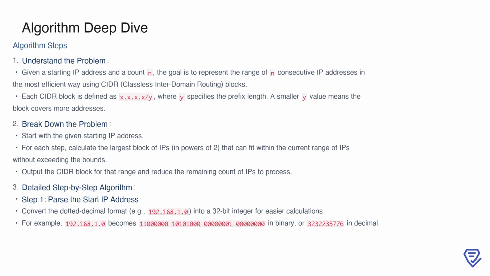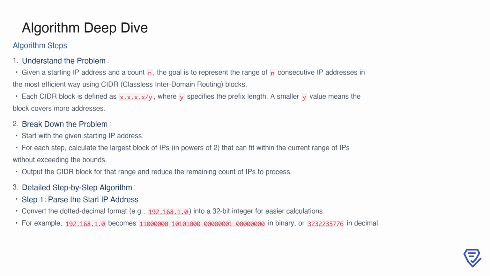The algorithm begins by understanding the problem of converting a range of IP addresses into the most compact representation using CIDR blocks. A CIDR block is defined by a base IP address followed by a prefix length that determines how many addresses are included in the block. A smaller prefix length covers a larger range of addresses.